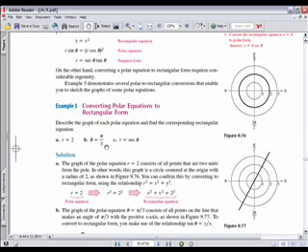Since r is the square root of x squared plus y squared, we know that r squared is x squared plus y squared, so we get x squared plus y squared equals 2 squared, x squared plus y squared equals 4, which is, of course, the equation of that circle.